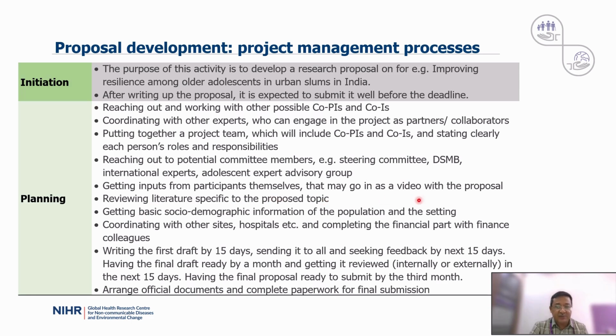If you want to have a participant advisory group, like an adolescent expert advisory group, getting inputs from participants themselves that may go in as a video with the proposal, reviewing literature specific to the proposed topic, getting basic socio-demographic information on the population and the setting, which goes into developing your proposal, coordinating with other sites, hospitals, etc., and completing the financial part with your finance colleagues, writing the first draft by 15 days, sending it to all seeking feedback by the next 15 days, having the final draft ready by a month and getting it reviewed internally or externally in the next 15 days, having the final proposal ready to submit by the third month.